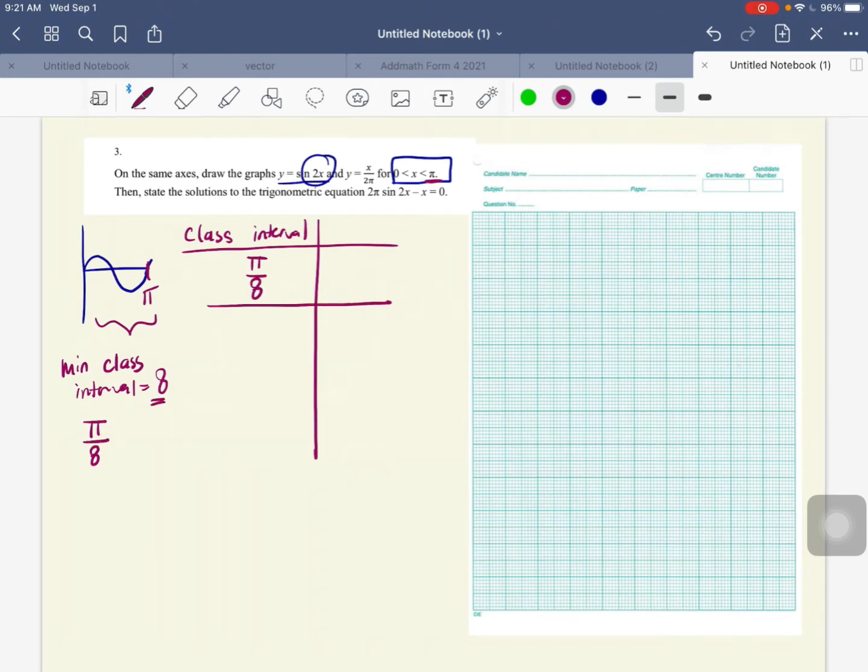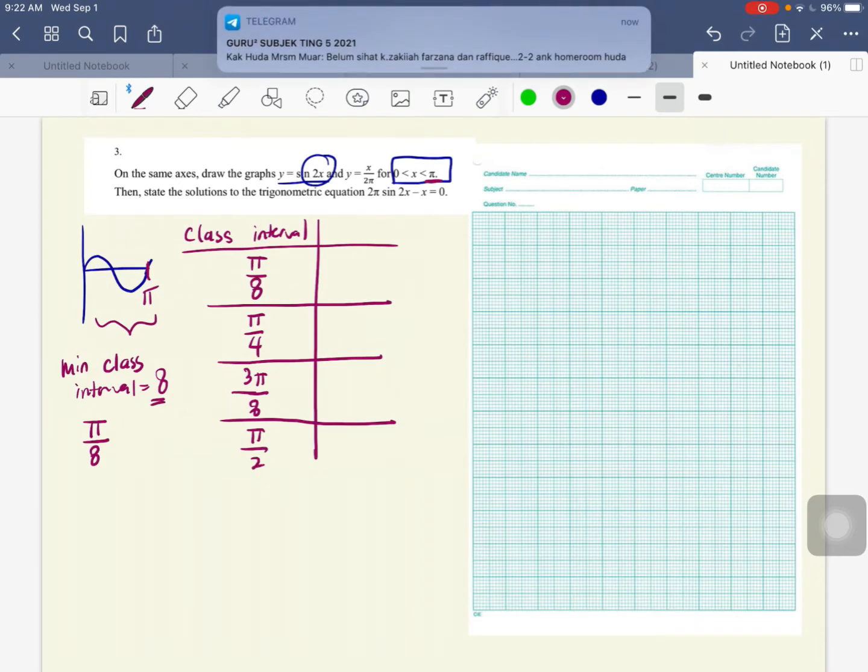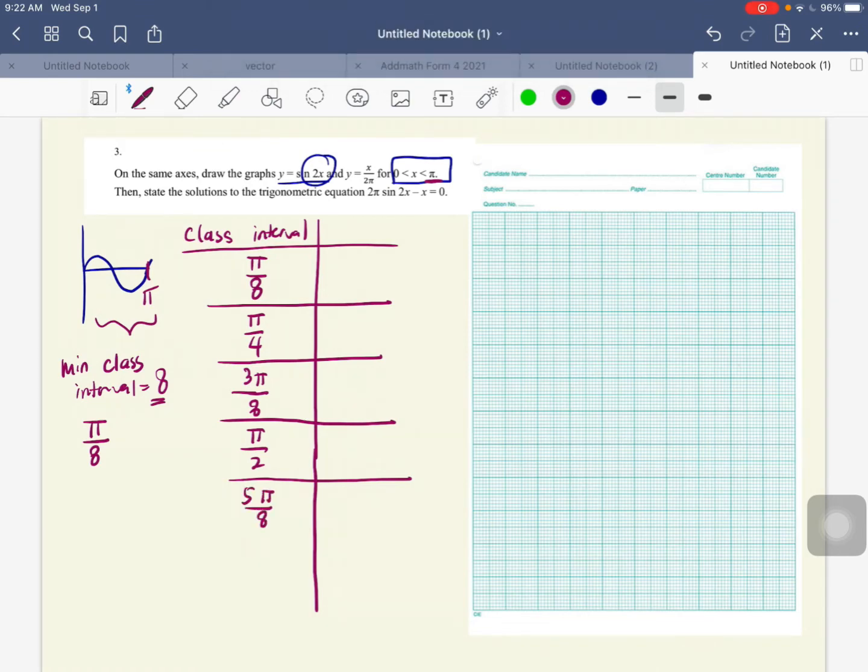The second one should be pi over 4. The next one will be 3 pi over 8, then pi over 2, then 5 pi over 8, then 3 pi over 4, then 7 pi over 8. And the last one is pi.